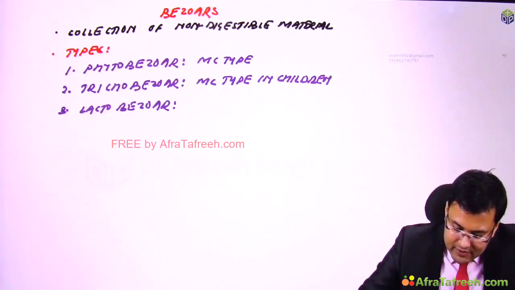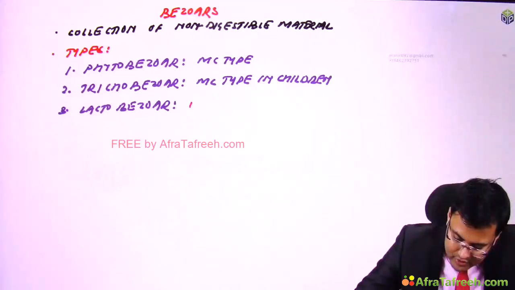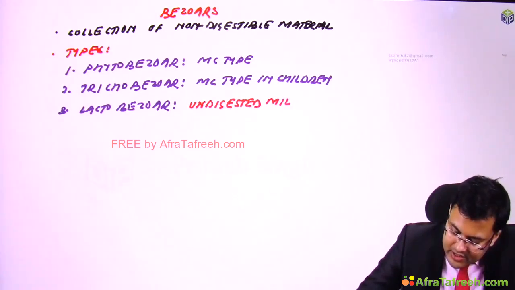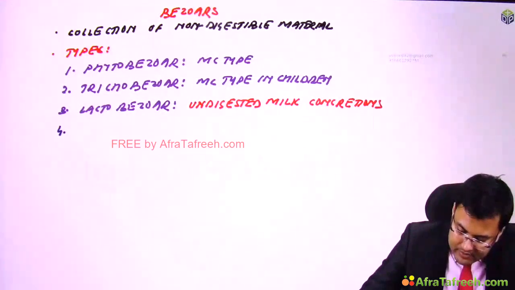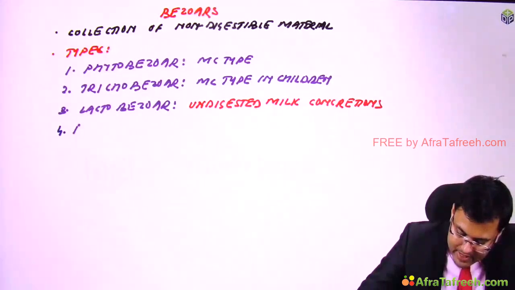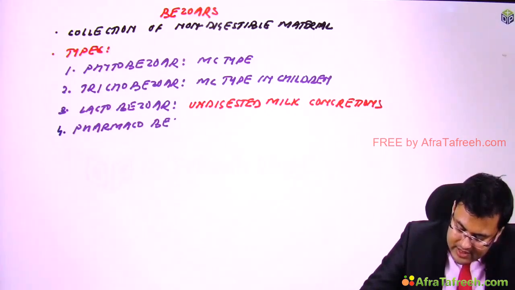So there is collection of undigested milk concretions. And the fourth is pharmacobezoars. There is collection of some large tablets in stomach. So these are four types. Overall most common is phytobezoar, and the most common type in children is trichobezoar.